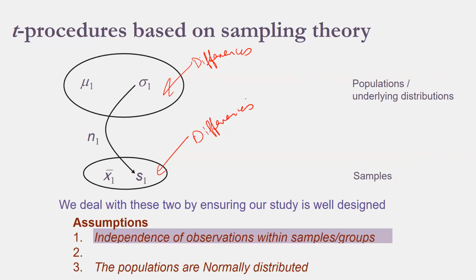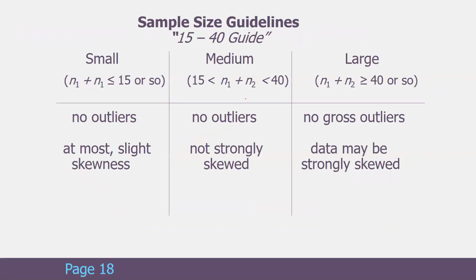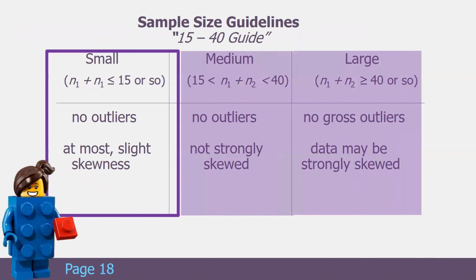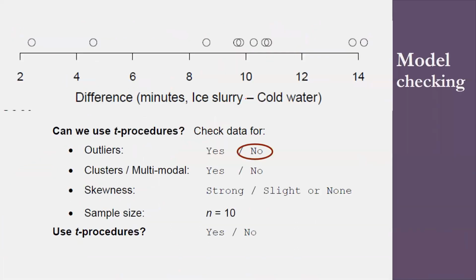Number 3, the populations are normally distributed. For that one, we look to the data and we can still use the same guide, but we're sitting over here at small now. So we can't have any outliers, and at most we can get away with slight skewness. Let's look back at our data and just check. There's no outliers or clustering. It's super hard to tell with only 10 data points, but I can't see anything that's super freaking me out and making me panic. It's pretty difficult to tell in a sample of 10, but we do what we can. So for this one, I'm going to say that it's okay to use t procedures.